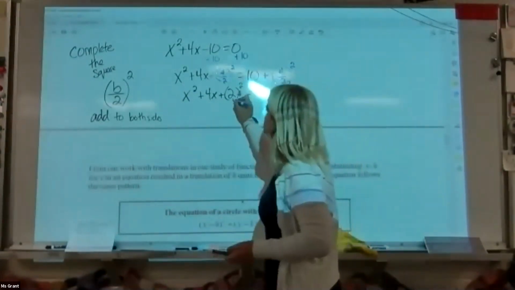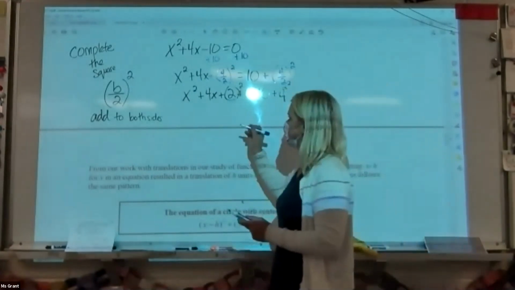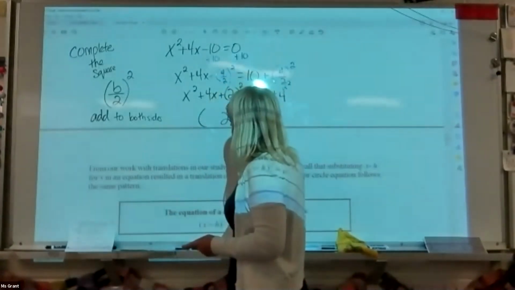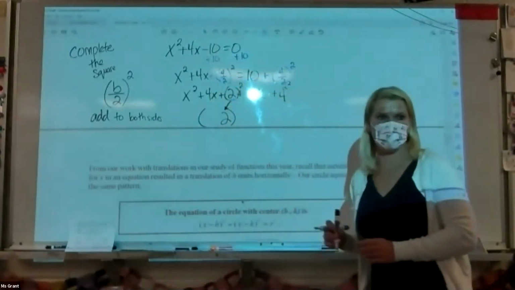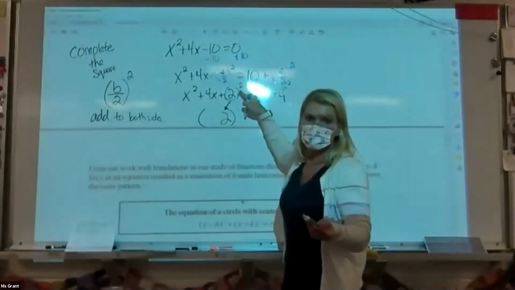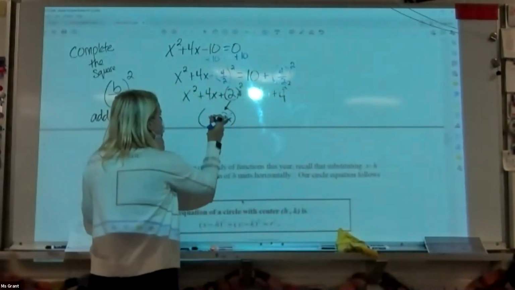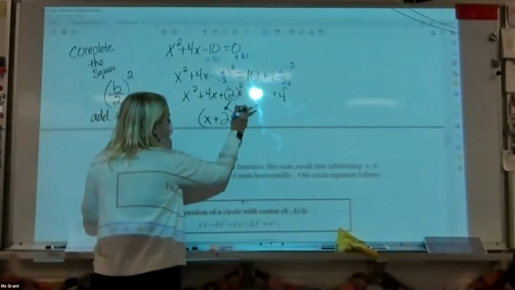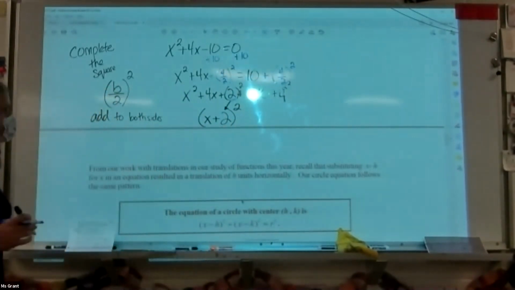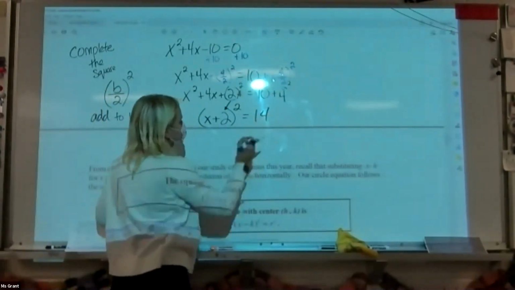The reason I'm leaving this here in parentheses is because this number in parentheses is the same number that goes in my factored form. So this is a trinomial, x squared plus 4x plus 4. But this 2, the number that was in parentheses after I divided, is the number that I write for my factored parentheses. So equals 14.